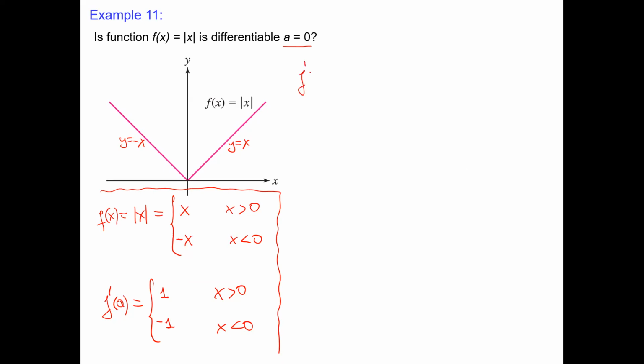Okay, but now the question is, what is the derivative at 0? Let's set up. We have to be careful because that 0 is the a value, and this is h, approaching a small number. The distance is small. f of 0 plus h minus f of 0, over h. Let's see if this limit exists.